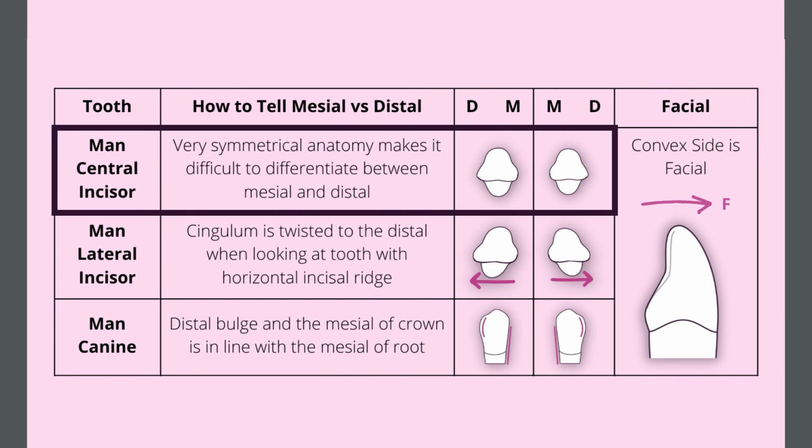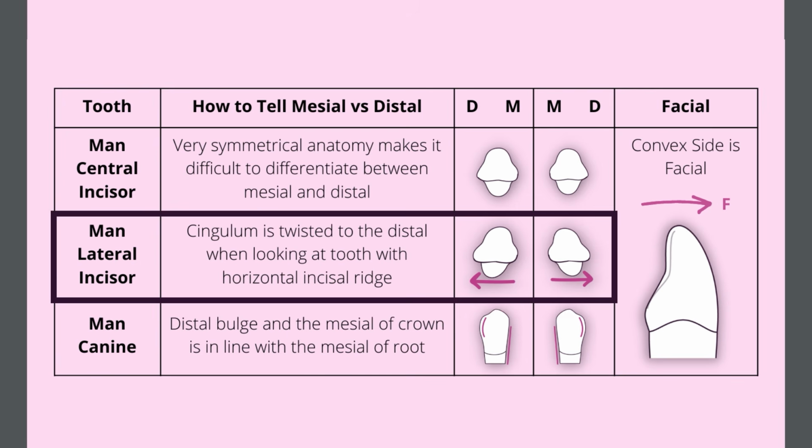The mandibular central incisor has very symmetrical anatomy. You can't differentiate between mesial and distal. You're not going to be able to tell the difference between the left and the right. Once again, on a fair test, you won't have to determine left versus right for the mandibular central incisor. The mandibular lateral incisor, to determine mesial and distal, you're going to look from the incisal.